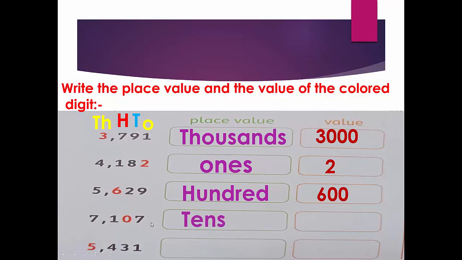Don't forget, my students, the value of 0 equals 0 at any place. 0 in ones equals 0. 0 in tens equals 0. 0 in hundreds equals 0. 0 in thousands equals 0. The value of 0 at any place equals 0. Okay. Next one.